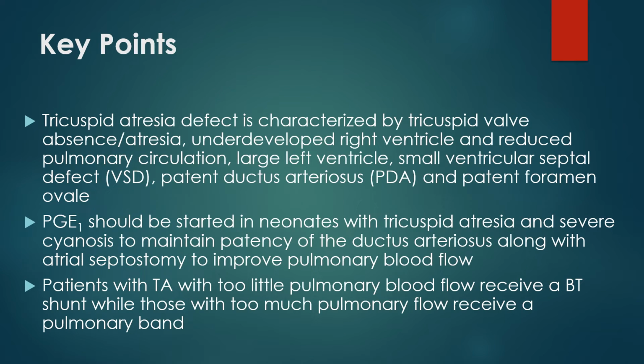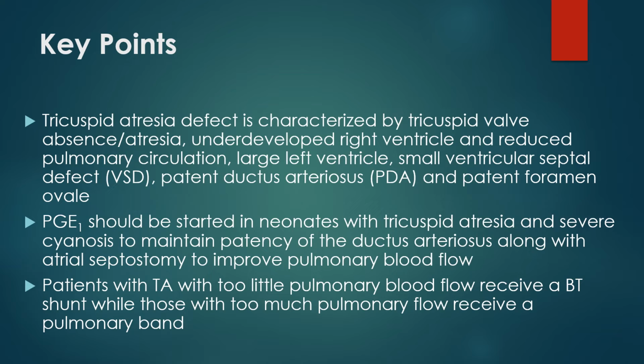So, some key points. Tricuspid atresia is characterized by an underdeveloped right ventricle, but also you have a tricuspid valve that's either non-existent or atretic. Reduced pulmonary circulation, a large left ventricle, a small VSD, which gets blood over to the right side, a PDA, and a patent foramen ovale. PGE1 should be started in neonates with tricuspid atresia and severe cyanosis to maintain patency of the ductus.